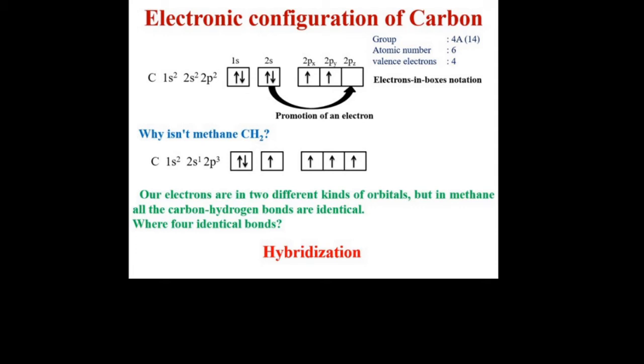In this process, electrons rearrange themselves. You know that one electron is in the s orbital and 3 electrons are in p orbitals. This reorganizes the electrons into 4 identical hybrid orbitals, called sp3 hybrid orbitals.